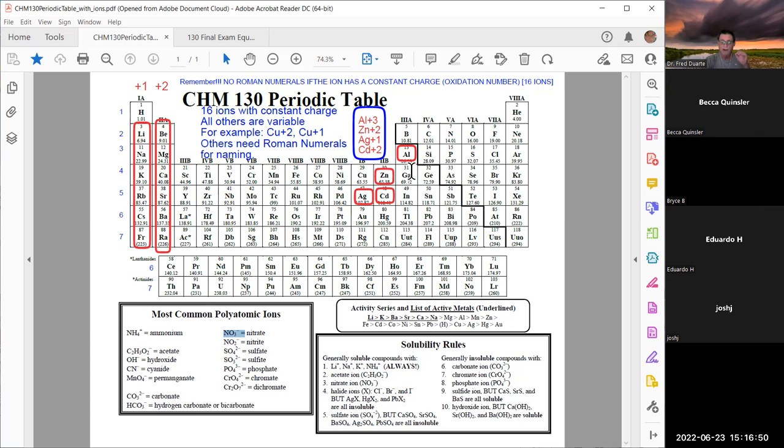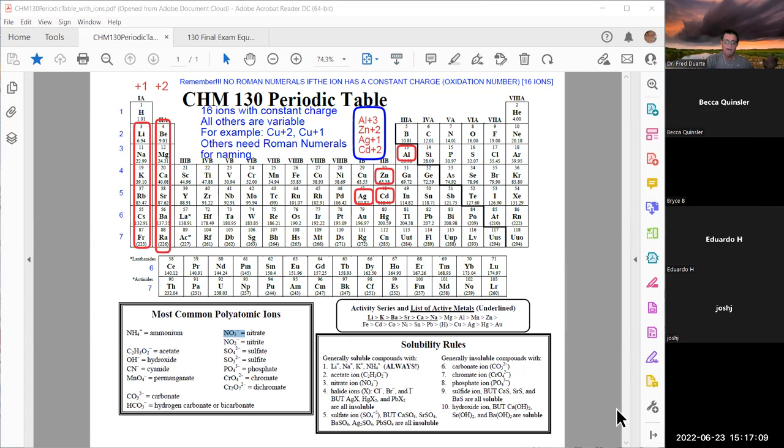And then I added 4 more. Aluminum always with the +3, zinc with a +2, silver with a +1, and cadmium with a +2. These 16 always have a known charge, okay, the sweet 16.